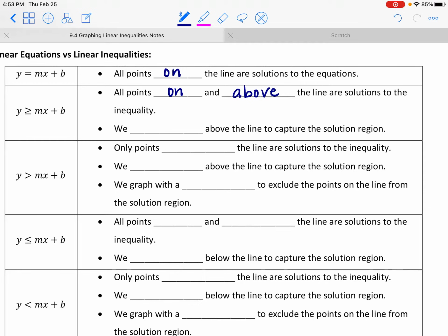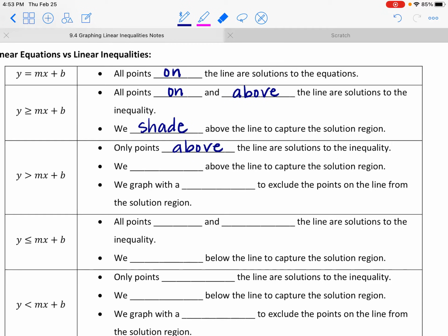So to capture all of those solutions after we graph, which will be the same way we graphed before, using m, using b, or making a table of values, after we graph, we want to make sure that we shade above the line to capture all of the solutions, which we will call the solution region for our graph. Okay. Now, if we have greater than, that means we took away the equal. That means only the points above the line are going to be solutions. The points on the line are no longer solutions.